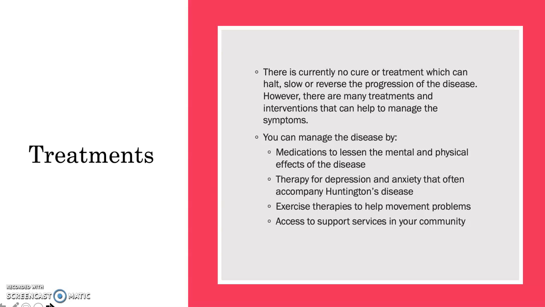Lastly, there is currently no cure or treatment which can halt, slow, or reverse the progression of the disease. However, there are many treatments and interventions that can help to manage the symptoms. You can manage the symptoms of the disease by medications to lessen the mental and physical effects of the disease, therapy for depression and anxiety that often accompany Huntington's disease, exercise therapies to help movement problems, or access to support services in your community.